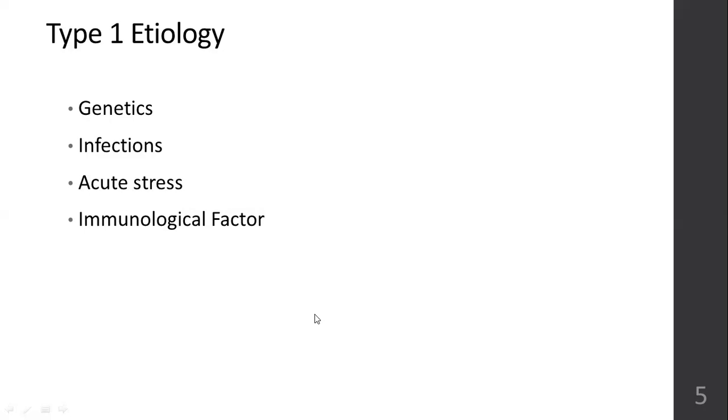Then acute stress. When you're undergoing stress, your blood sugar level alters a lot. It usually stays high for a very long time when you're undergoing any stress, and this could lead to ketosis and diabetes.